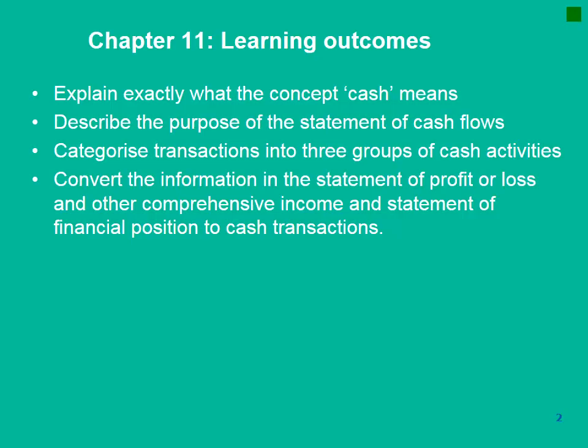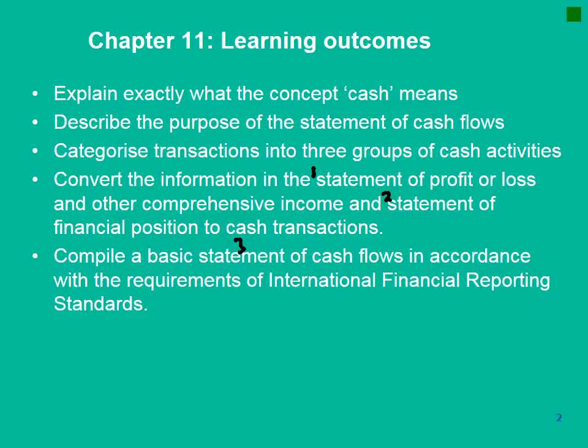You also need to be able to convert the information in the statement of profit or loss and other comprehensive income and the statement of financial position into cash transactions. So those are the two financial statements you've already studied. We are now going to be teaching you a third statement, which shows cash transactions only. So you need to be able to compile a basic statement of cash flows in accordance with the requirements of international financial reporting standards. That's often abbreviated as IFRS.